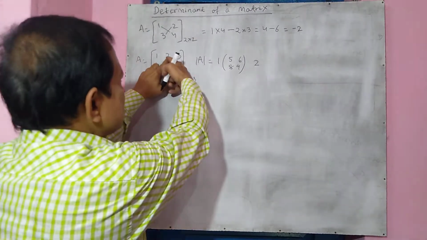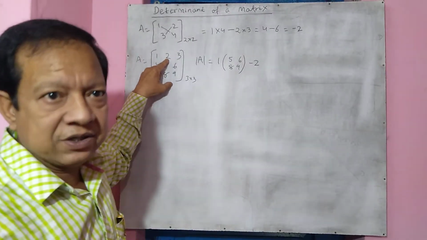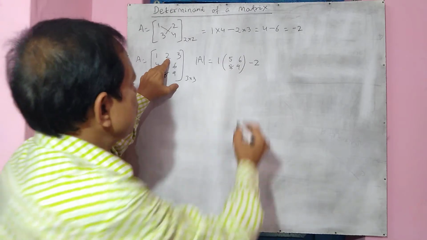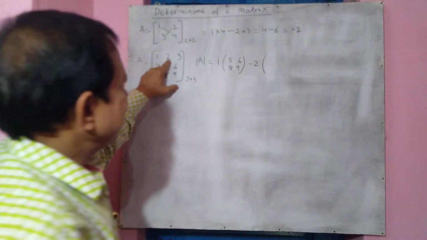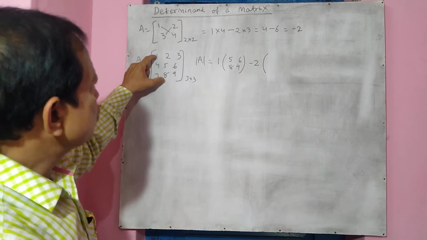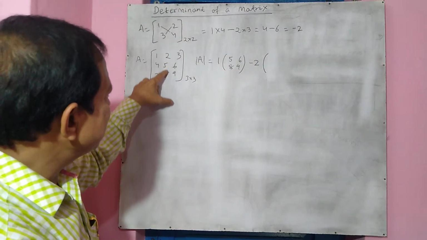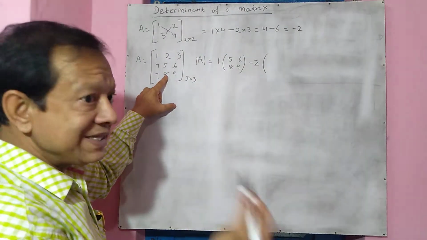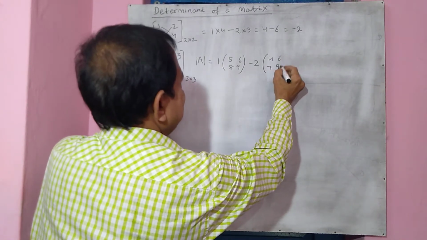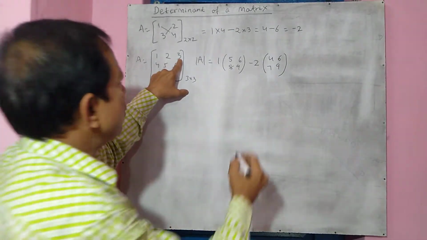Now it will be plus or minus, that I shall tell you later, but remember for the time being: this will be plus, this will be minus, and this will be plus. So if I take minus 2, then 2 lies in the second column and the first row. So leave all the elements of the first row and all the elements of the second column. What is left then? Left is 4, 6, 7 and 9.